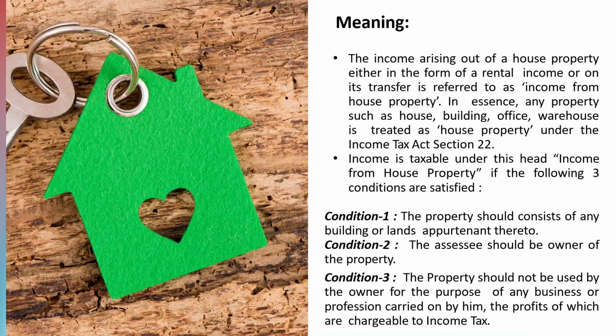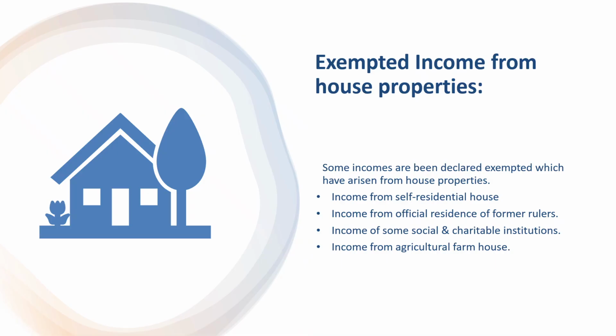So whenever these three conditions are satisfied by the assessee, and the assessee is getting income from the house property, that income will be termed as income from house property. So this is the meaning of income from house property.